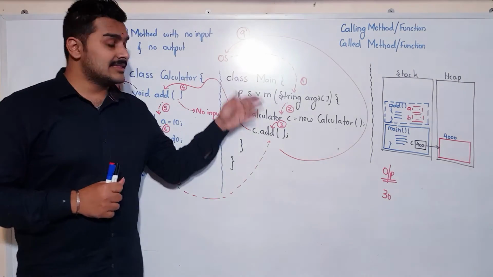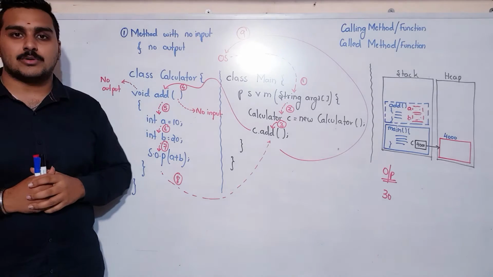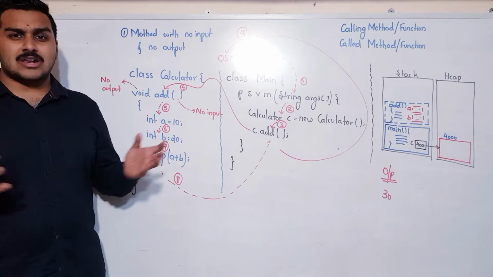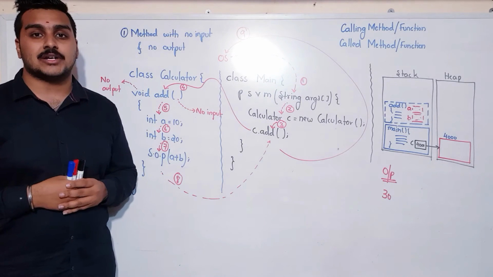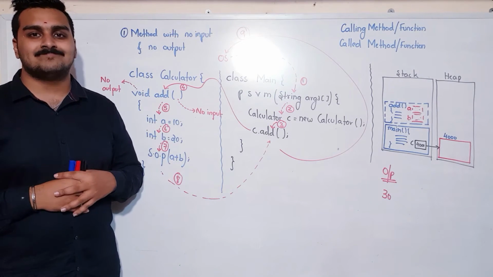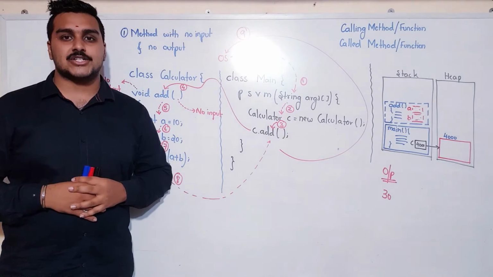So this is the example for method with no input and no output. The program, I need not write it because this program, I guess you can write it and execute it. 100% you'll be getting the output. So quickly copy whatever is there on your screen as it is. Be quick.